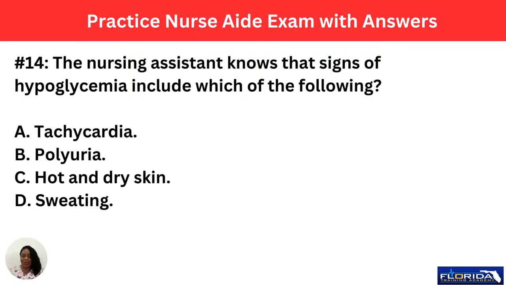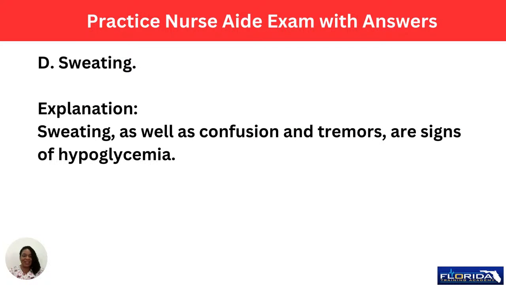A, tachycardia or a fast heart rhythm, which would be hard for a CNA to determine. B, polyuria. Whenever you see poly in front of a word, that prefix means more than normal. So when someone has low blood sugar, do they urinate more than normal? C is hot and dry skin, or D is sweating. And this one is tricky because usually polyuria refers to when someone has hyper or an increased level of glucose, so hyperglycemia. So that's your hint. The answer is not B. If you chose D, sweating, you're correct.